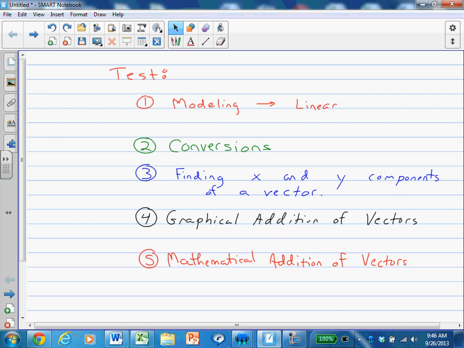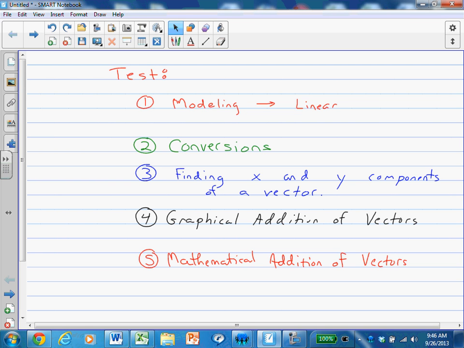Linear modeling, you'll have to find the slope with units, what the y-axis represents, what the x-axis represents, develop the equation y equals mx plus b, but with the appropriate symbols and the appropriate units, maybe do some interpolation, and maybe do some extrapolation, okay, like we did with the lab.